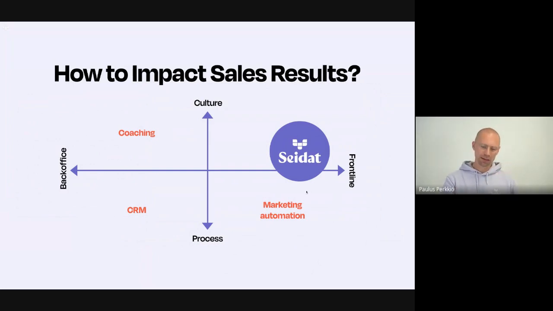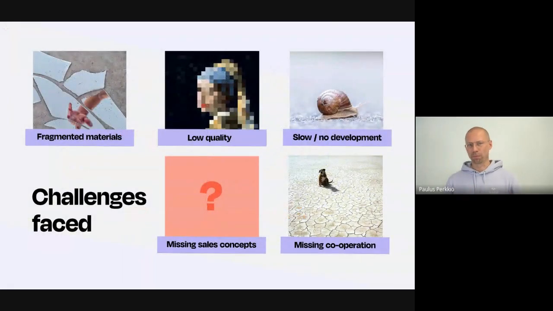And what is the typical problem when we meet many kinds of companies is that many of them have really fragmented materials. They have really poor quality and they are not developing them quickly. They may even miss some kind of sales concept, or at least they have not defined how they could use presentations as a part of the sales concept.